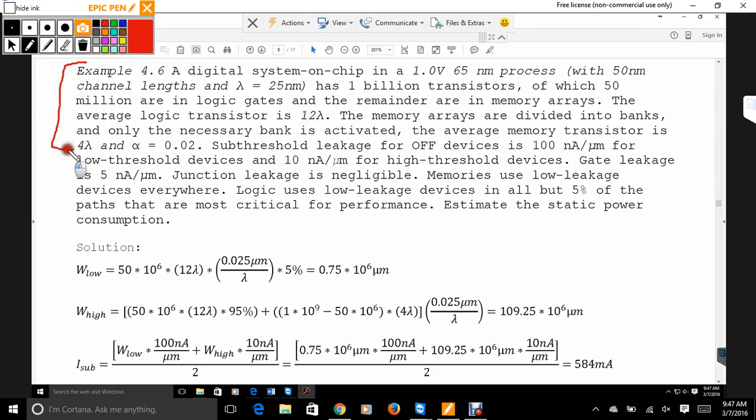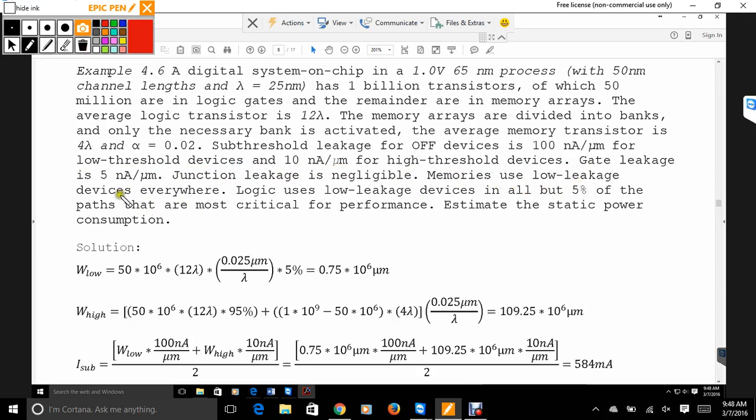So up to this point, we have the same question as before. Now we're going to start adding subthreshold leakage. For off devices it is 100 nanoamperes per micrometer for low threshold devices and 10 nanoamperes per micrometer for high threshold devices. Gate leakage is 5 nanoamperes per micrometer. And we've also added that junction leakage is negligible.